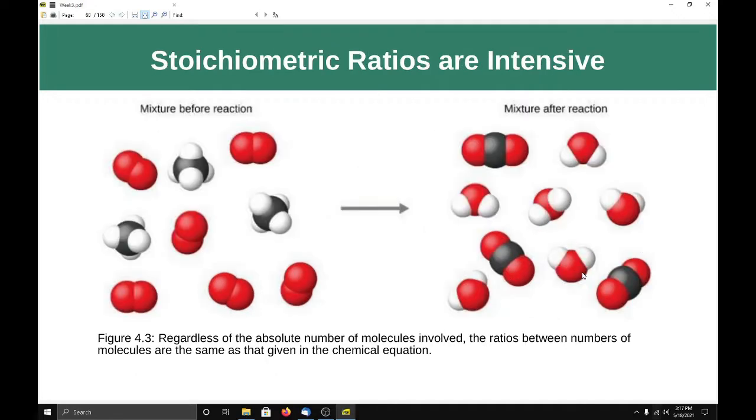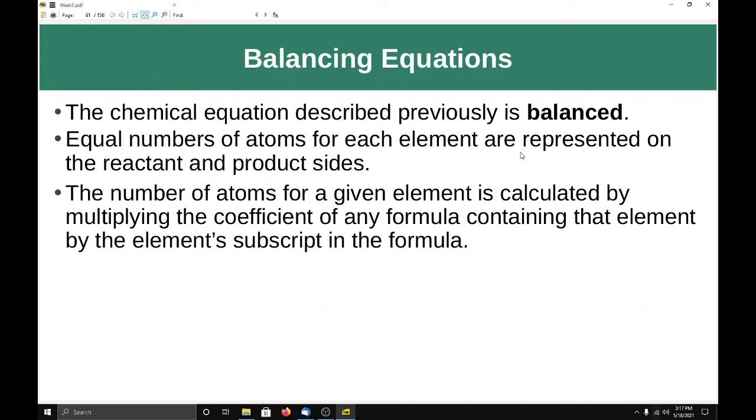We can scale this up, but we're always going to have the same ratios. There's still always going to be 2 oxygen molecules for every methane, always going to produce 2 water molecules for every CO2. So the chemical equation we just saw was balanced. That means that it had equal numbers of atoms of each element present on both the reactant and the product sides. That's important. Note that there is the law of conservation of mass. We can't create atoms, and we can't just arbitrarily get rid of them either.